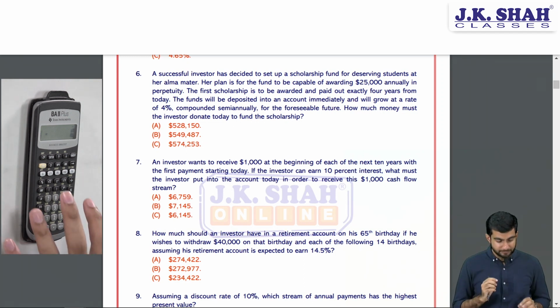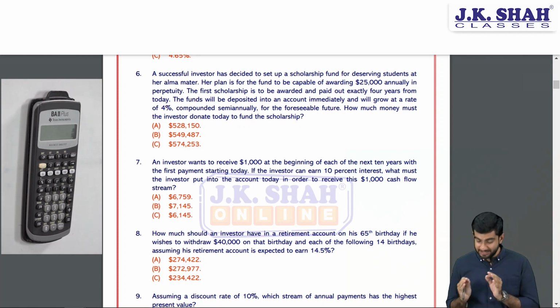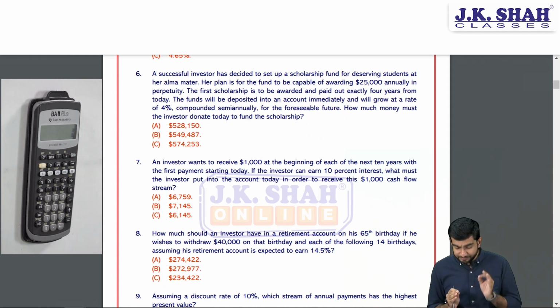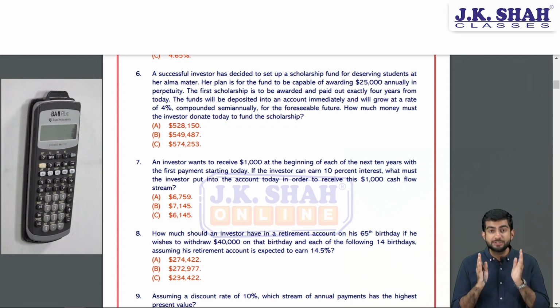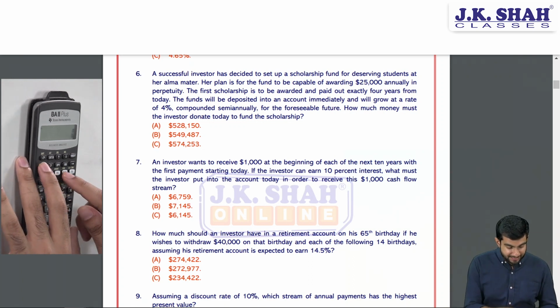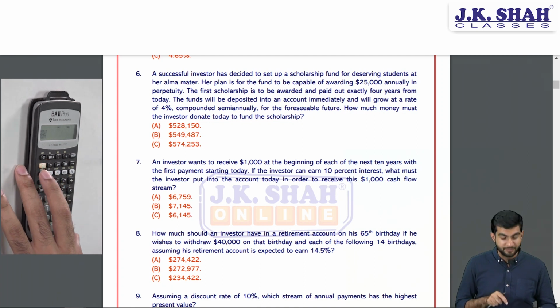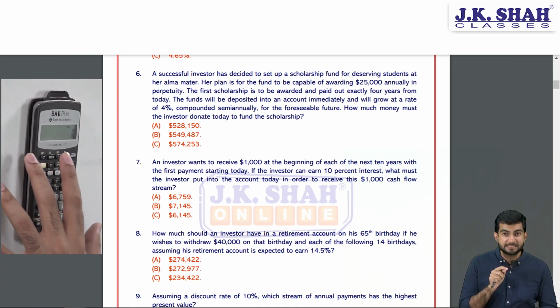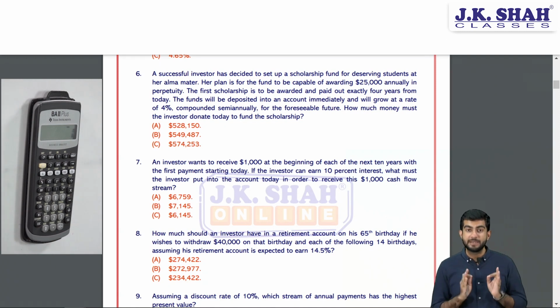By the way, before I start this question, I would like to switch my calculator to begin mode, because in this question it is mentioned that the investor will be receiving payments at the beginning of each of the next 10 years. So how to set the calculator to begin mode? The keys are second, PMT, second, enter. Now press second and press CPT. This means your calculator has been set to begin mode.